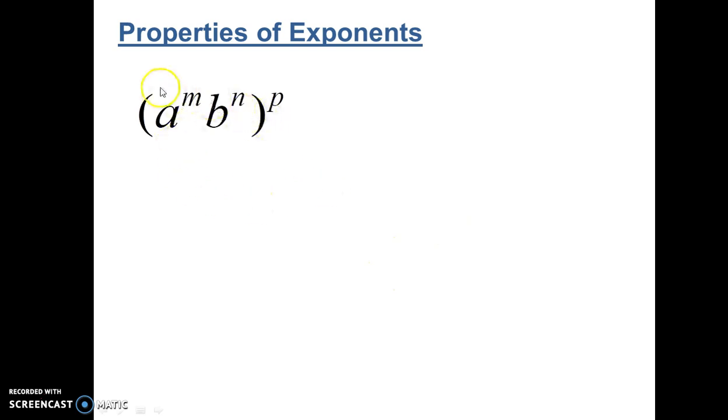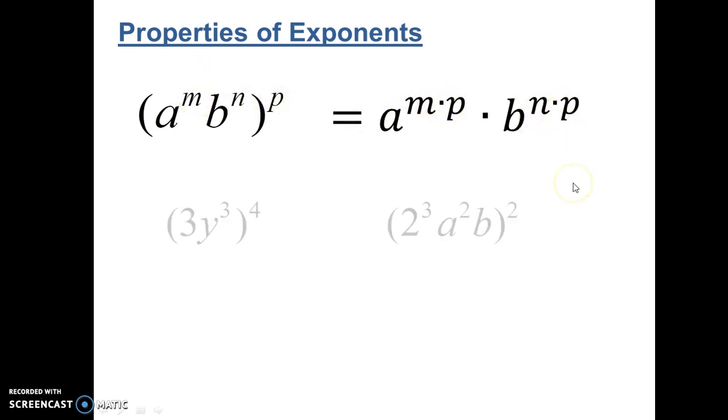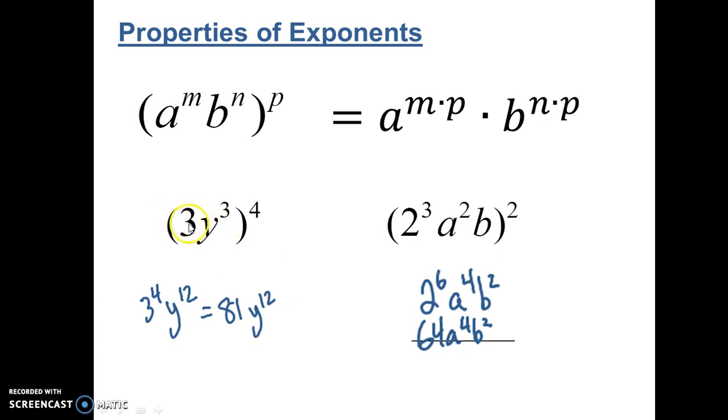Same rule, now we have multiple things on the inside, so as you can guess, that exponent p will be applied to both of these, so multiply here and multiply here. Here's an example of that. We have 3y to the third power. That 4 is applied to this. There's a 1 there that we don't see, 3 to the first power, so it ends up being 3 to the fourth, and these 2 are multiplied, y to the 12th. 3 to the fourth is 81, and y to the 12th.